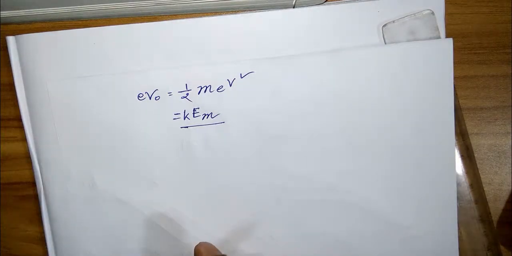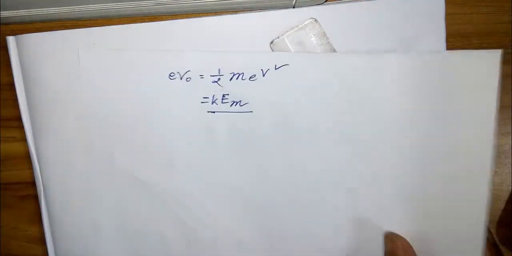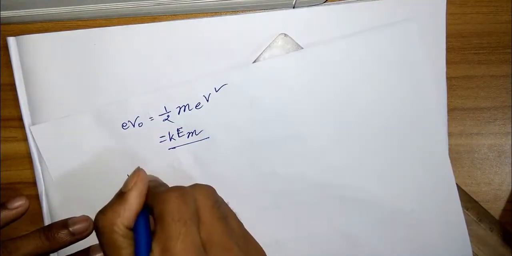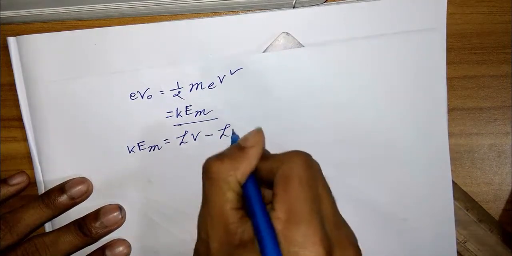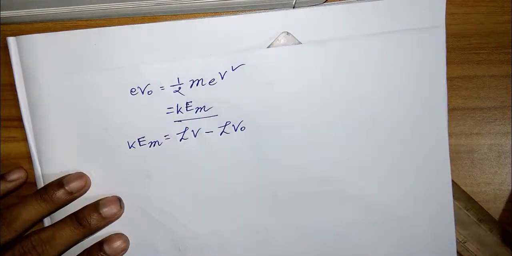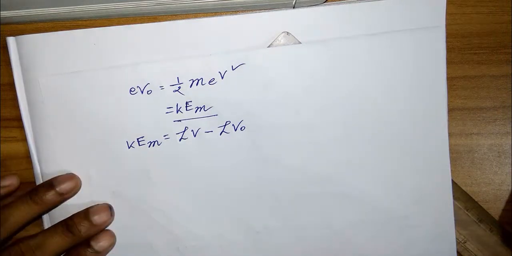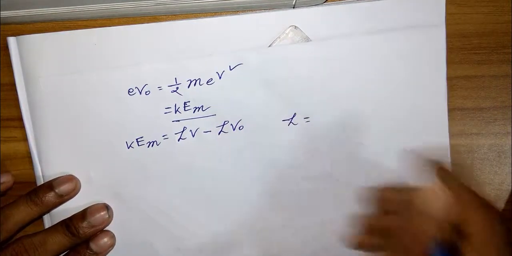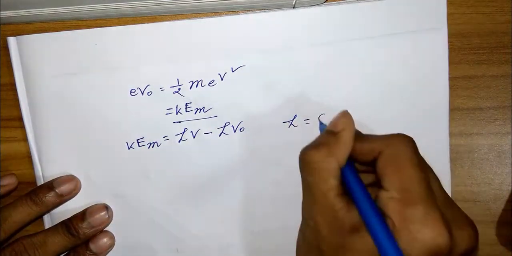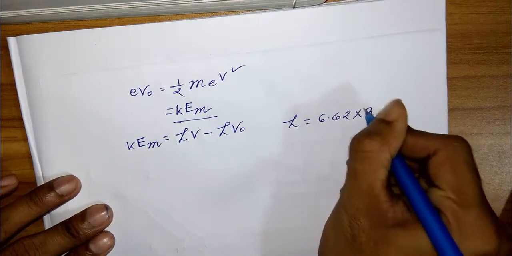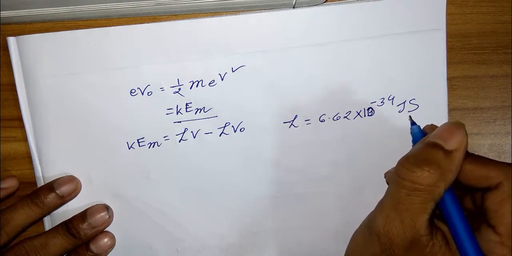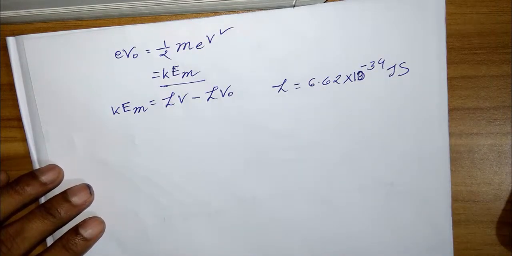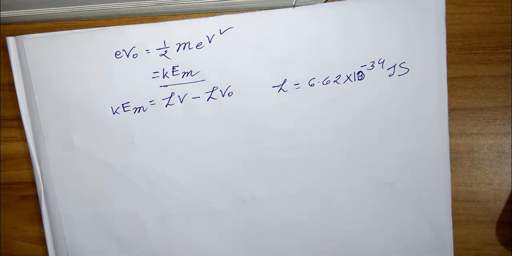After that, the KE max is the difference of hν minus hν0, where h is Planck's constant and its value is h equals 6.626 times 10 to the power minus 34 joule second. So that's the photoelectric effect equation.